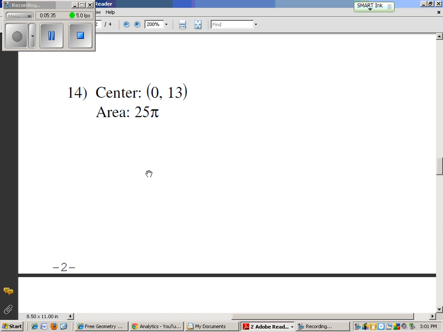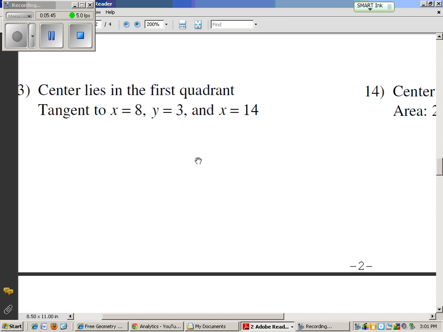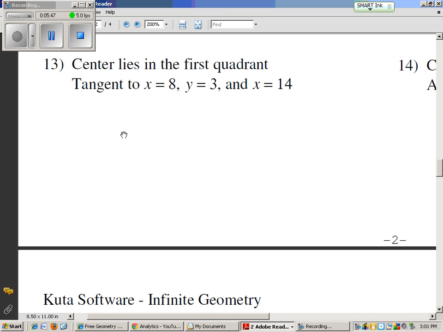Okay, here, once again, just another way to find the radius. The area is 25 pi. Try to figure out what radius would give you 25 pi for an area. Now, this one over here is kind of interesting. It's very similar to the last one with the tangents. So let's just draw what we've got here.